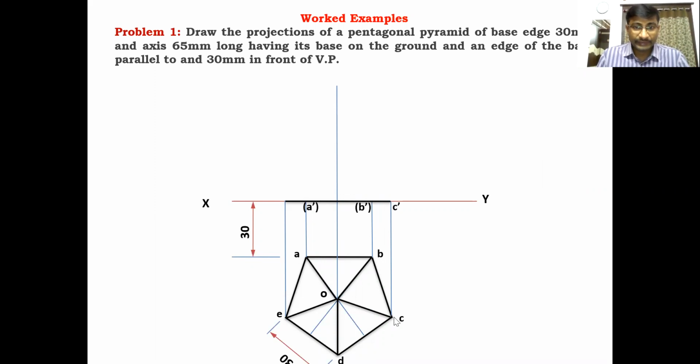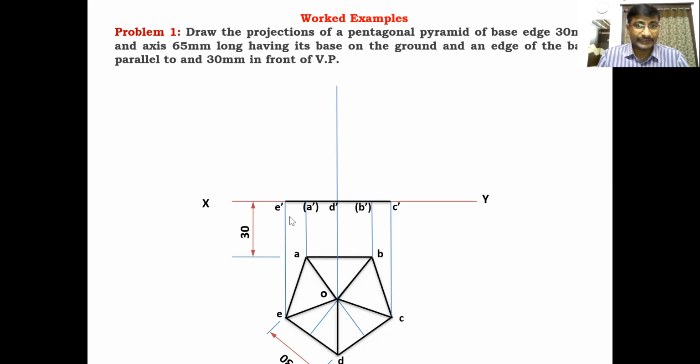Next is C dash, that is the front view of C, which is this corner is visible. That's why I'm not locating in the bracket. Then D dash, it is the point on the XY line, which is intersecting the projector coming from the D point. And next point is E dash, that is the visible corner.